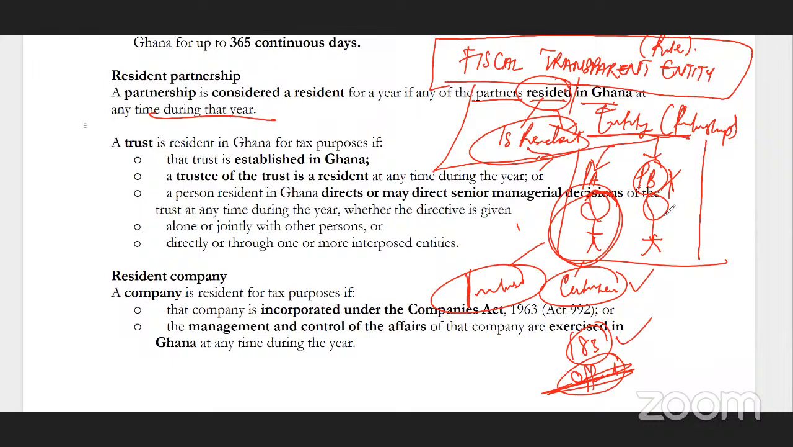So assuming the partnership did an investment outside, any income that accrued to the partnership, I guess that was brought into Ghana or received in Ghana, will be subject to tax on PA's income. I hope that makes sense. But PB will only be subject to the distribution the partnership gives him in Ghana. Makes sense?